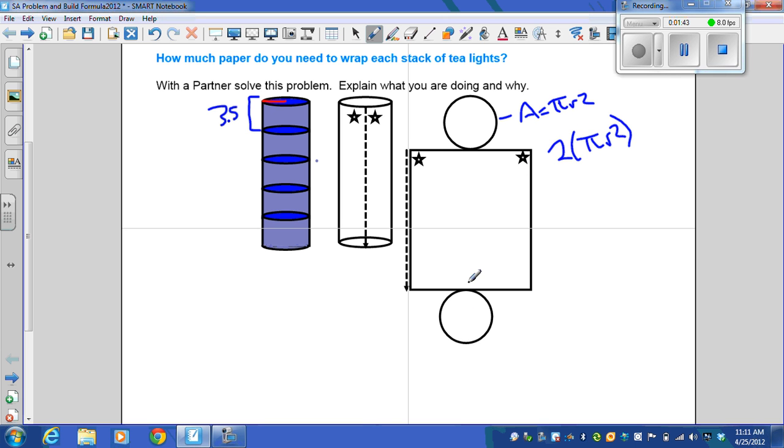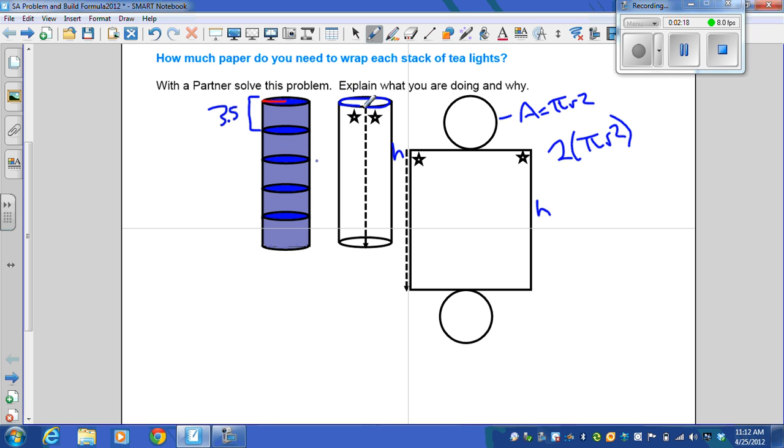Now we just calculated the area of the circle. Now we have to calculate the area of this rectangular part. If you remember, the area of a rectangle is length times width, but in this case we're going to call it height because the cylinder sits on an object. It's a 3D object, so the height is this distance here. So we have the height times the distance between these two stars, which is the same as the distance around the circle.